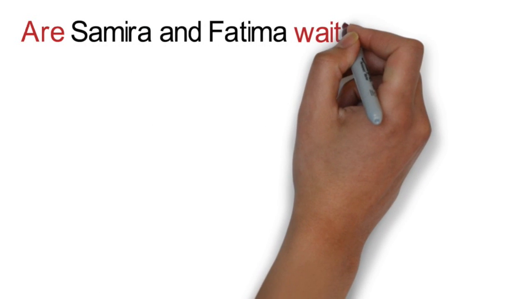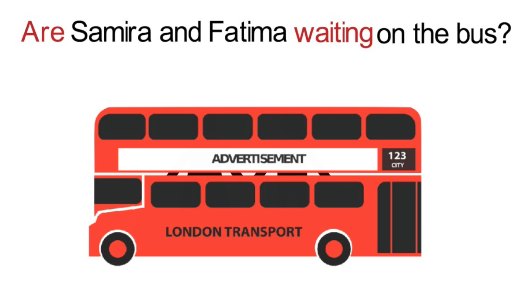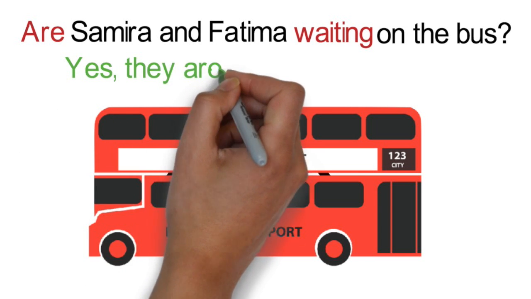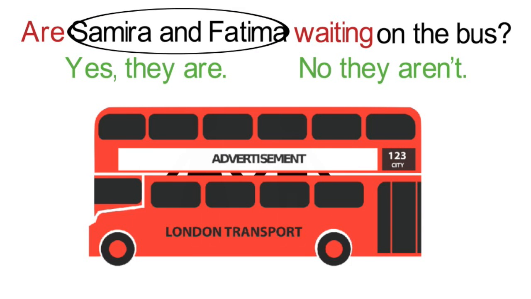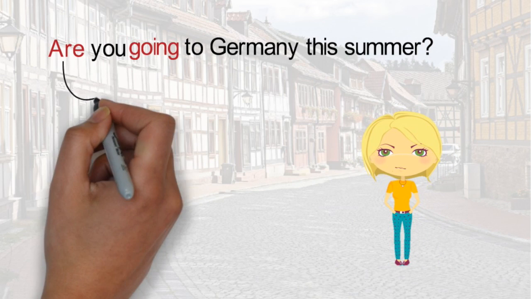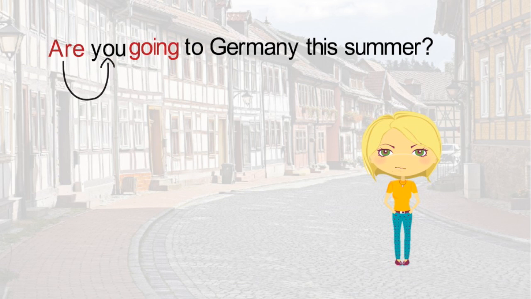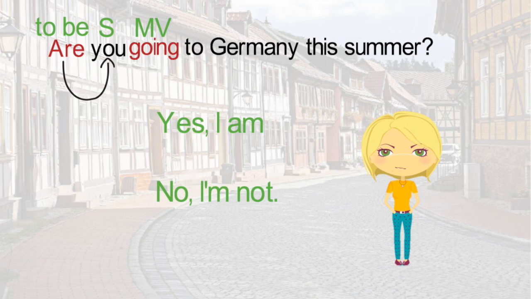Another example using plural nouns is, are Samira and Fatima waiting on the bus? The answer would be yes they are or no they aren't. Since Samira and Fatima are plural, the correct form of to be is are. Another example of this type of question is the following: are you going to Germany this summer? Are is the correct form of the verb to be for you. Remember, the pronoun or the subject in these questions goes between the verb to be and the main verb. The answer could be either yes I am or no I'm not.